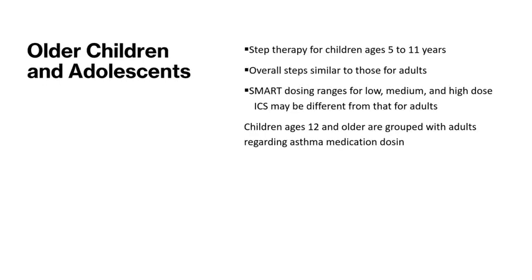For older children and adolescents, step therapy for children ages 5 to 11 has overall steps similar to those for adults. Dosing ranges for low, medium, and high dose ICS may be different from that for adults. Children ages 12 and older are grouped with adults regarding asthma medication dosing.